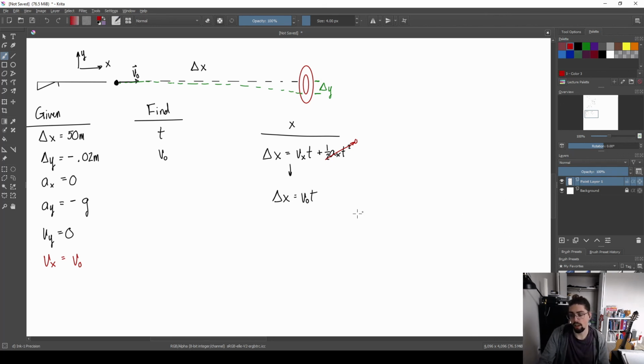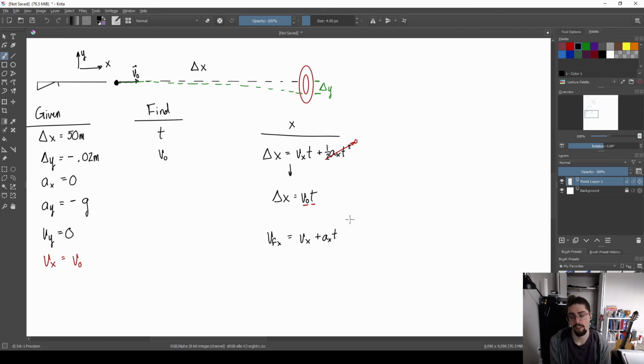Now let's think about these things. I know what delta x is. That's the 50 meters that was given to me. V naught, unknown. T, unknown. That's it. I can't do anything else with that equation right now. Move on. I could also imagine perhaps Vf of x would be equal to my initial x velocity plus acceleration in the x direction times t.